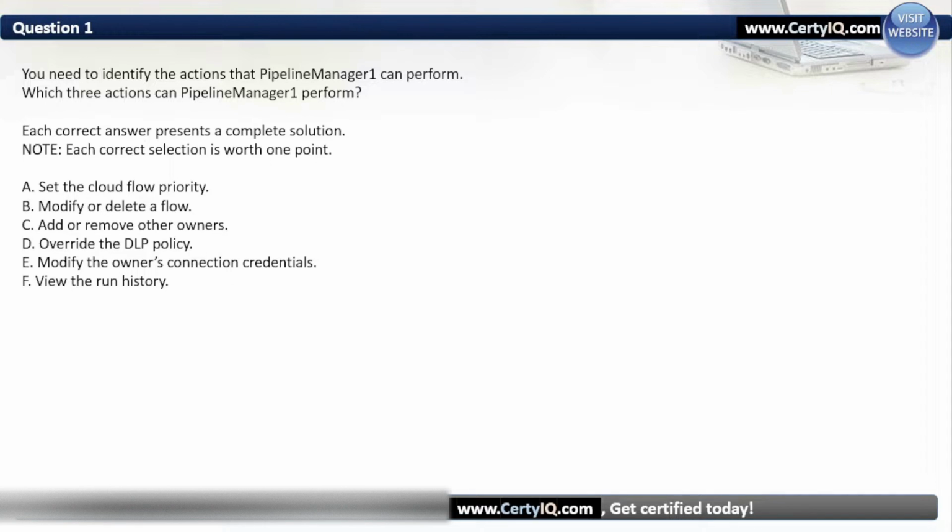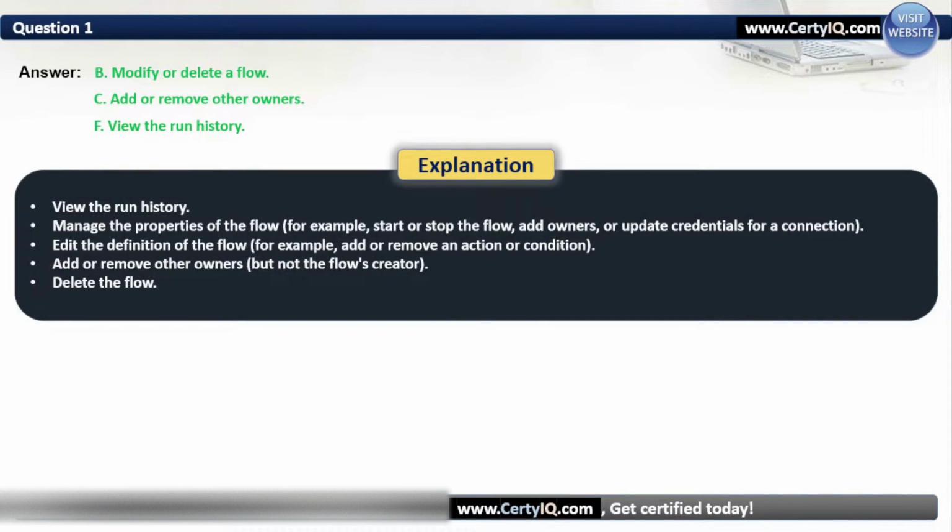The correct options are B, C, and F. That is, modify or delete a flow, add or remove other owners, view the run history. View the run history, manage the properties of the flow, edit the definition of the flow, add or remove other owners, and delete the flow.